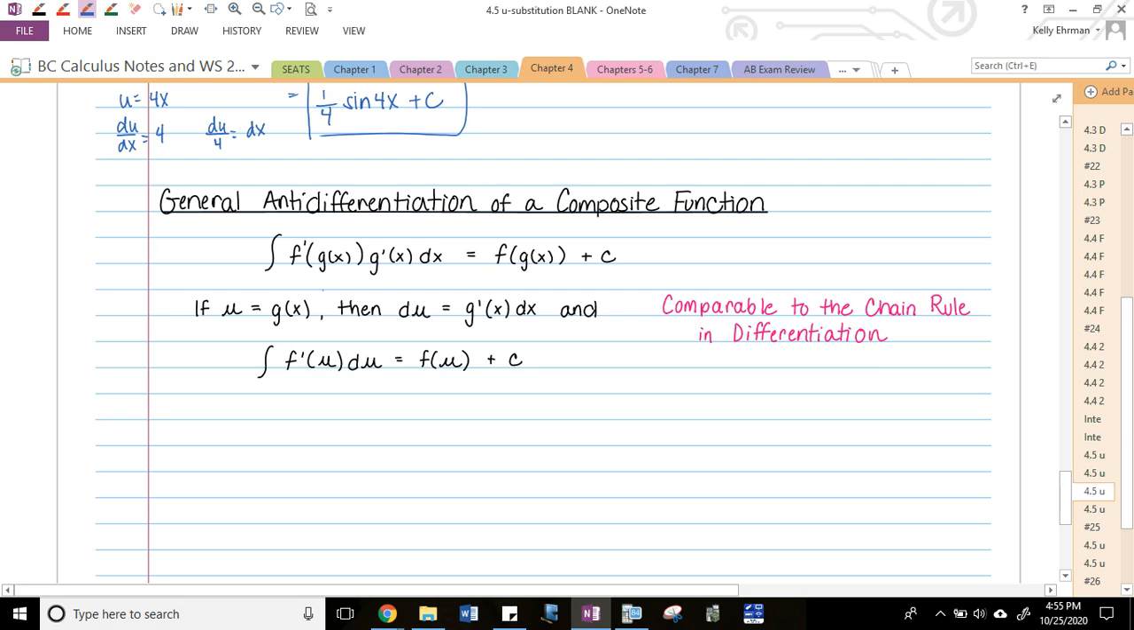Again, this is saying I've got f prime of u, and I've got the du piece, and when I integrate, I get f of u plus c. If u is g of x, then du is g prime of x dx. So that's that substitution that I was making. And the integral of f prime of u du is equal to f of u plus c. So I just wrote that out there without reading below. Just like we have a chain rule for derivatives, we can undo a chain rule with antiderivatives.